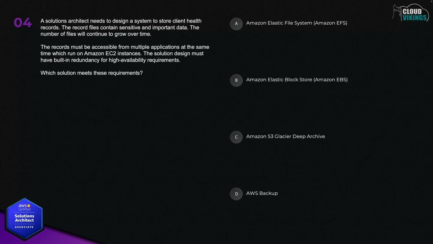Our options are A. Amazon Elastic File System, or Amazon EFS. B. Amazon Elastic Block Store, or Amazon EBS. C. Amazon S3 Glacier Deep Archive. Or D. AWS Backup. The correct answer here would be A. Amazon Elastic File System.